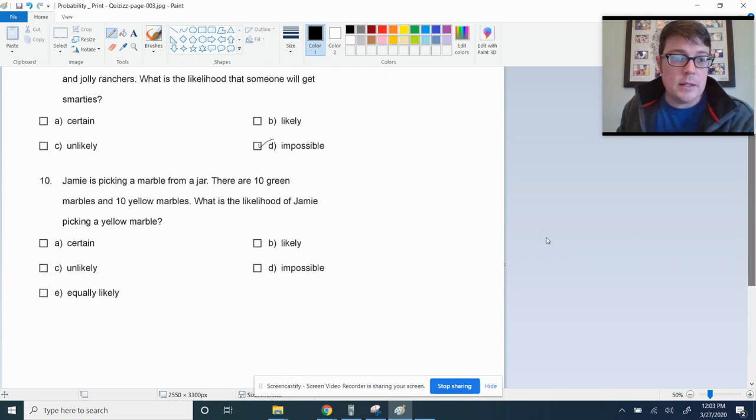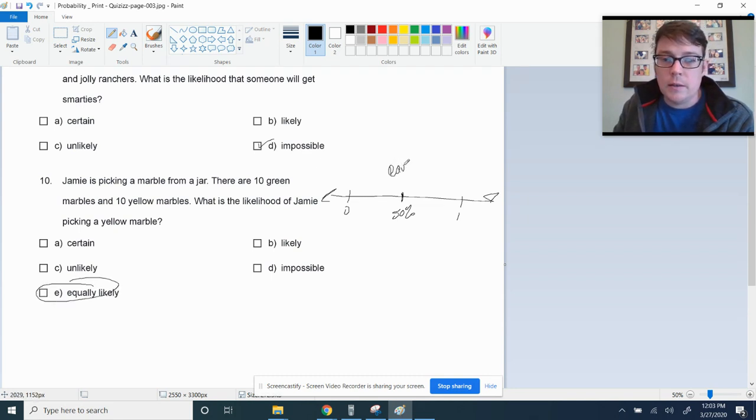And then the last one, number 10, Jamie is picking a marble from a jar. There are 10 green and 10 yellow. What is the likelihood of Jamie picking a yellow? Well, this is on that scale that we were talking about of impossible to certainty. Since there are 10 of each, that means this is like a 50% chance of going either way, right? And we call that equally likely. That's one that we talked about earlier. So in the middle is called equally likely, and that's what you want to select on this one.